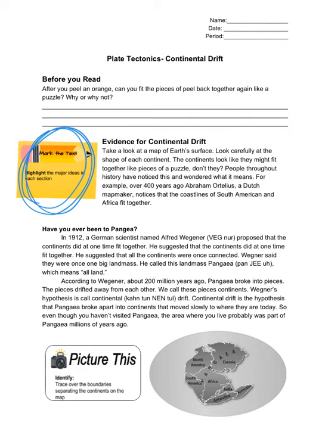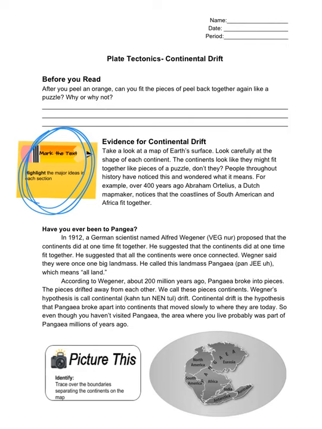Have you ever been to Pangaea? In 1912, a German scientist named Alfred Wegener proposed that the continents did at one time fit together. He suggests that all continents were once connected. Wegener said that they once made one big landmass. He called this landmass Pangaea, which means all land.